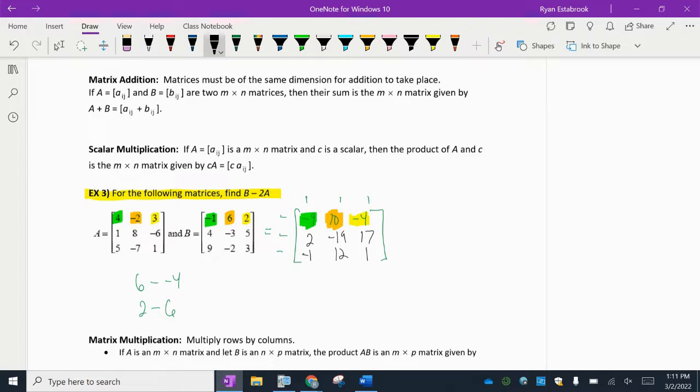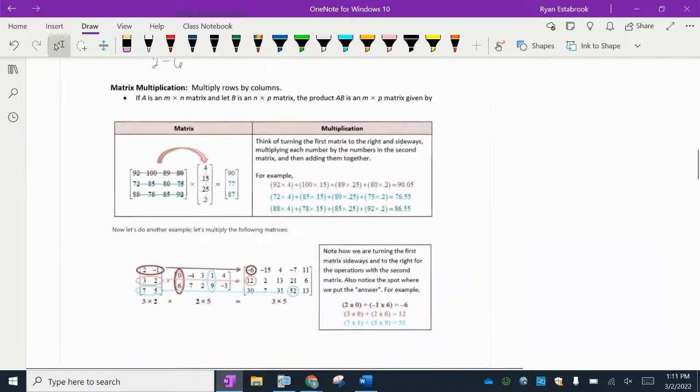I'm not spending a lot of time on matrix addition or subtraction. They're really the same thing. Scalar multiplication is when you multiply all of the numbers on the inside by 2, and it behaves the way you would expect it to. There's nothing really weird going on with these. Matrix multiplication, however, gets to be just a little bit more complicated.